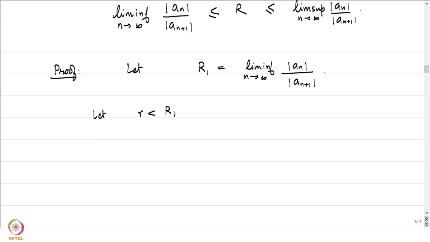Then by the very definition of lim inf, there exists a capital N in the natural numbers such that for all n greater than capital N, |a_n| by |a_{n+1}| is strictly greater than r. Notice that this is forced, because if there does not exist one such capital N, then there will be infinitely many values of n such that |a_n| by |a_{n+1}| would be less than or equal to r. And that would imply that the lim inf is less than or equal to small r. But then we know that it is equal to capital R_1, which is a strictly greater quantity than small r. And hence, that cannot happen. We would arrive at a contradiction in that case. And therefore, there exists such an N where for all n greater than capital N, |a_n| by |a_{n+1}| is greater than r.